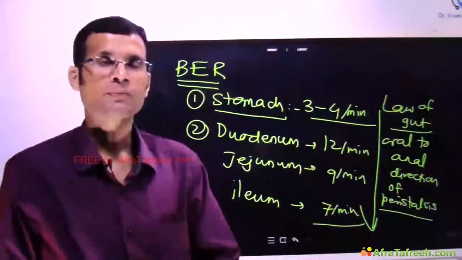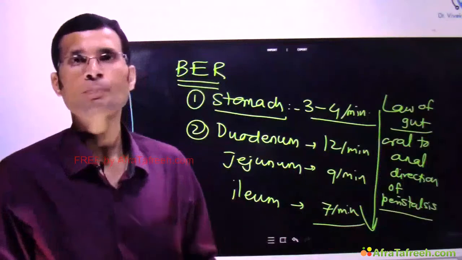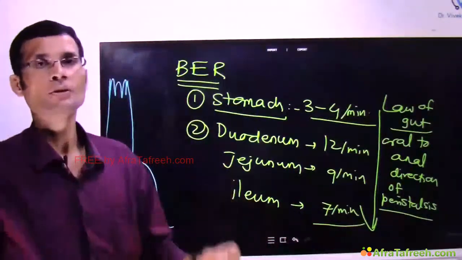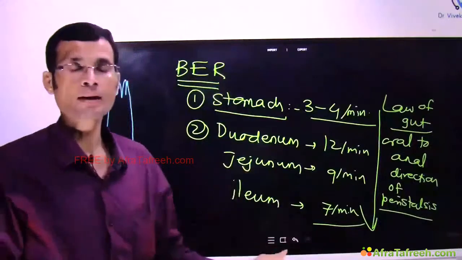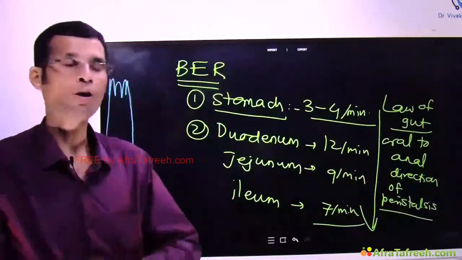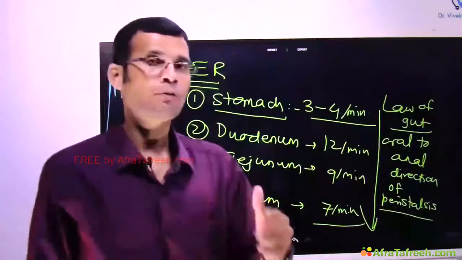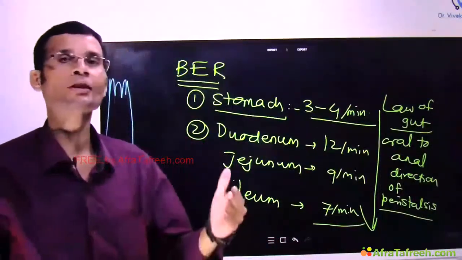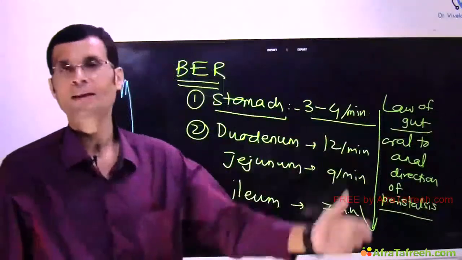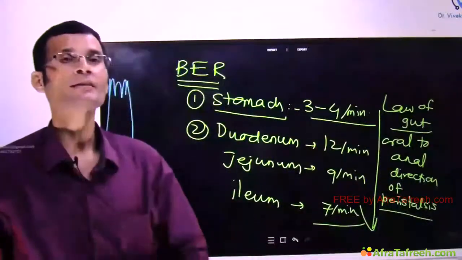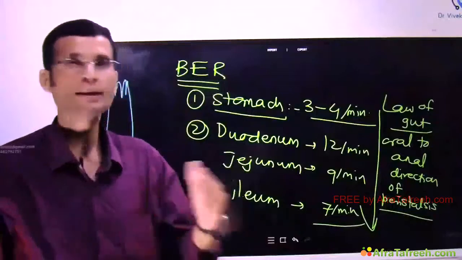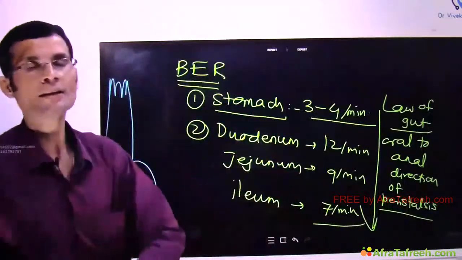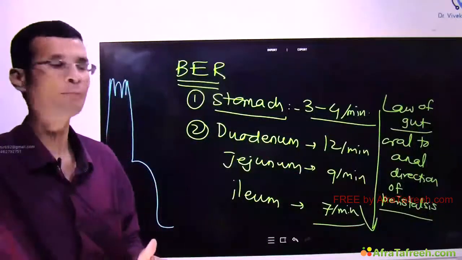Antiperistalsis is naturally seen in which part of the gut? The options are stomach, duodenum, ileum, colon, or nowhere in the intestine. Look, we are talking of antiperistalsis naturally occurring. We are not talking about vomiting, which is also an antiperistalsis. Does it occur naturally anywhere? Because we have already said that oral to anal direction is the natural direction of peristalsis.